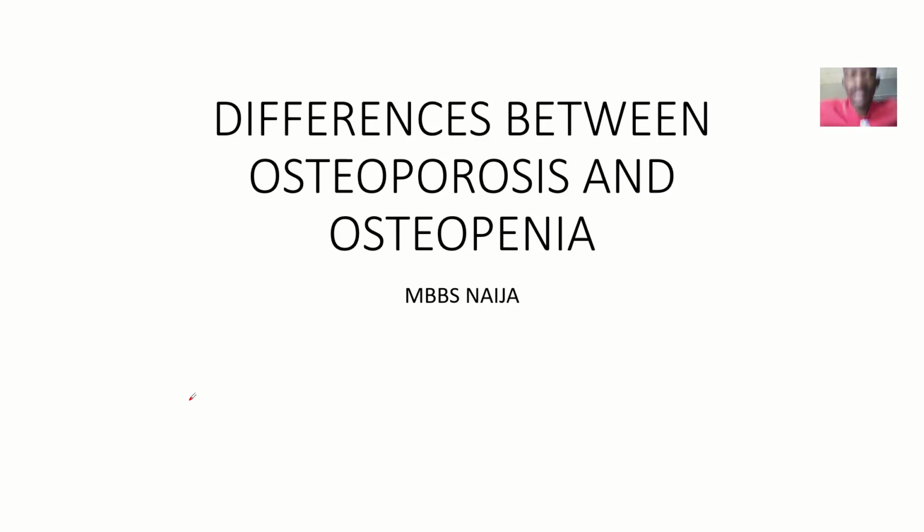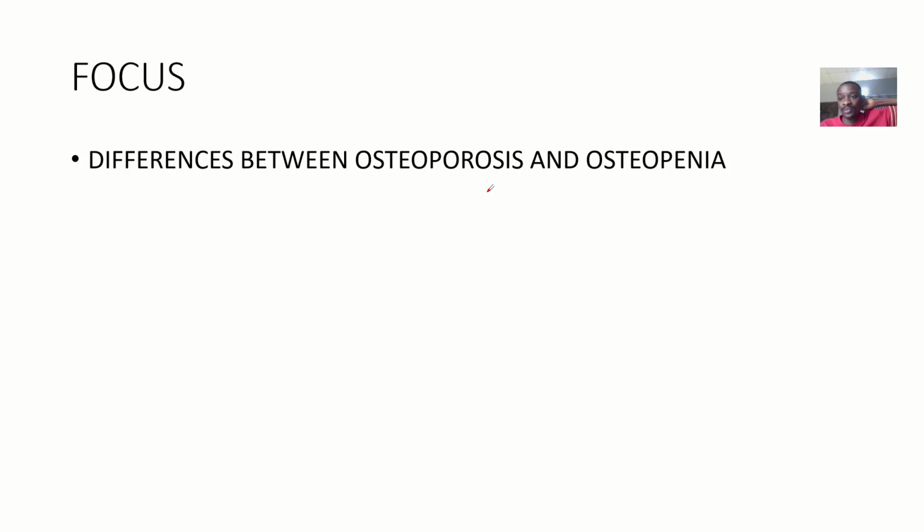All right, so let's quickly talk about the differences between osteoporosis and osteopenia. If you ask me the difference between osteoporosis and osteopenia, yes, both of them are conditions that actually affect the bone. Do you understand? But if you ask me the major differences, yes, there's loss of density in both. But osteopenia is like a junior brother to osteoporosis. Do you understand?